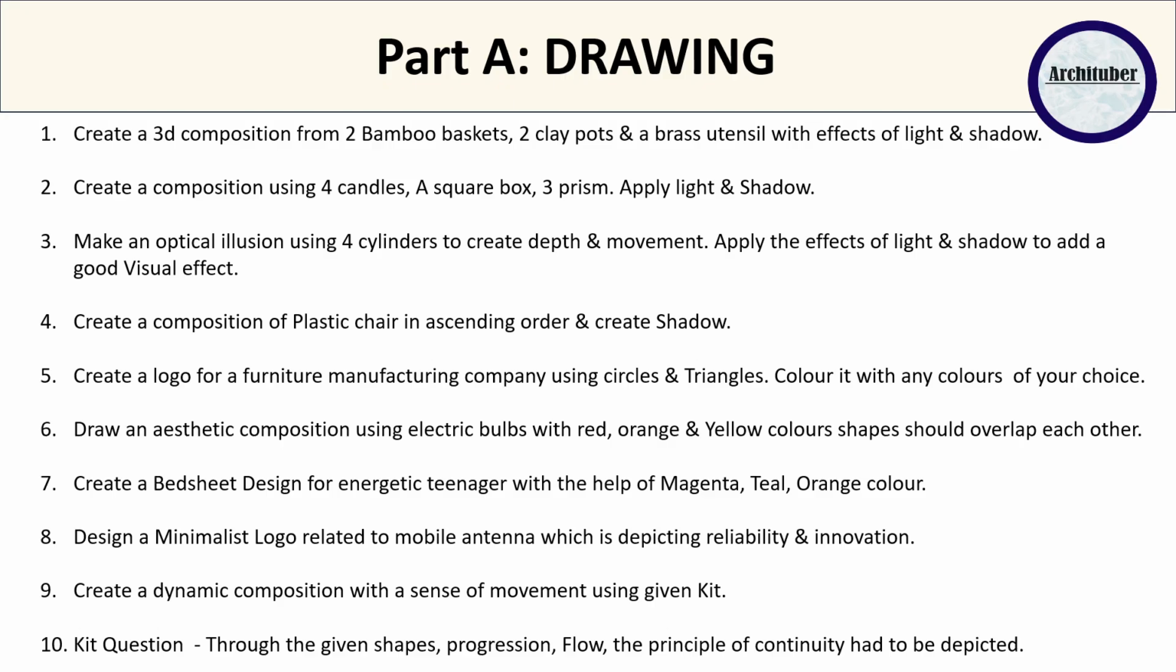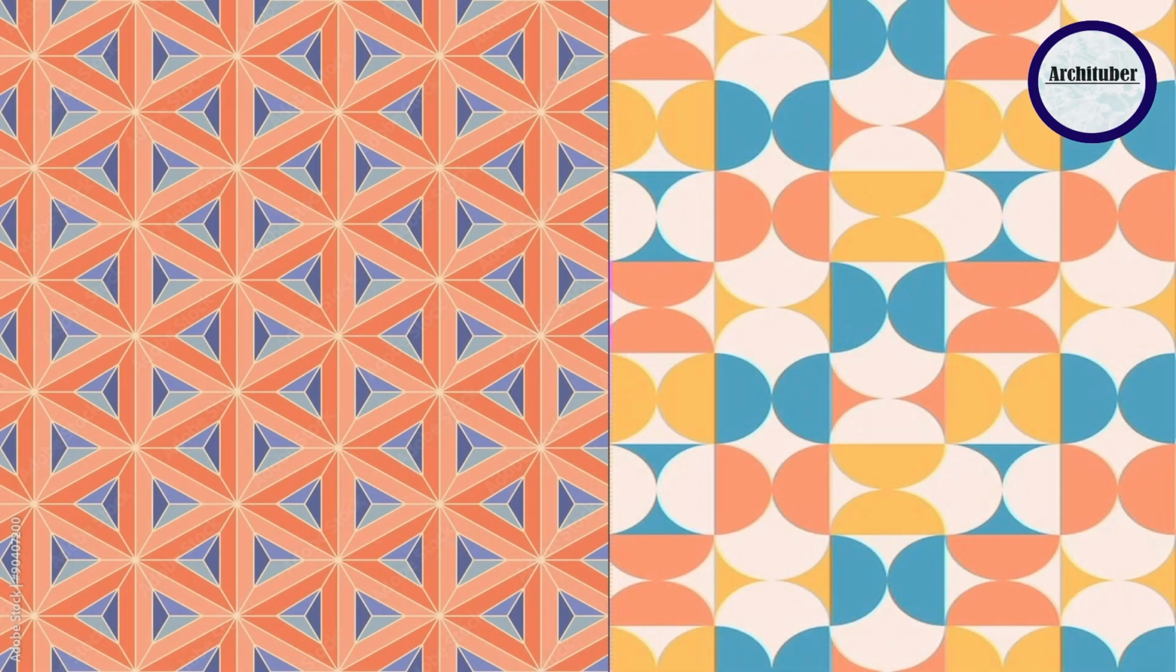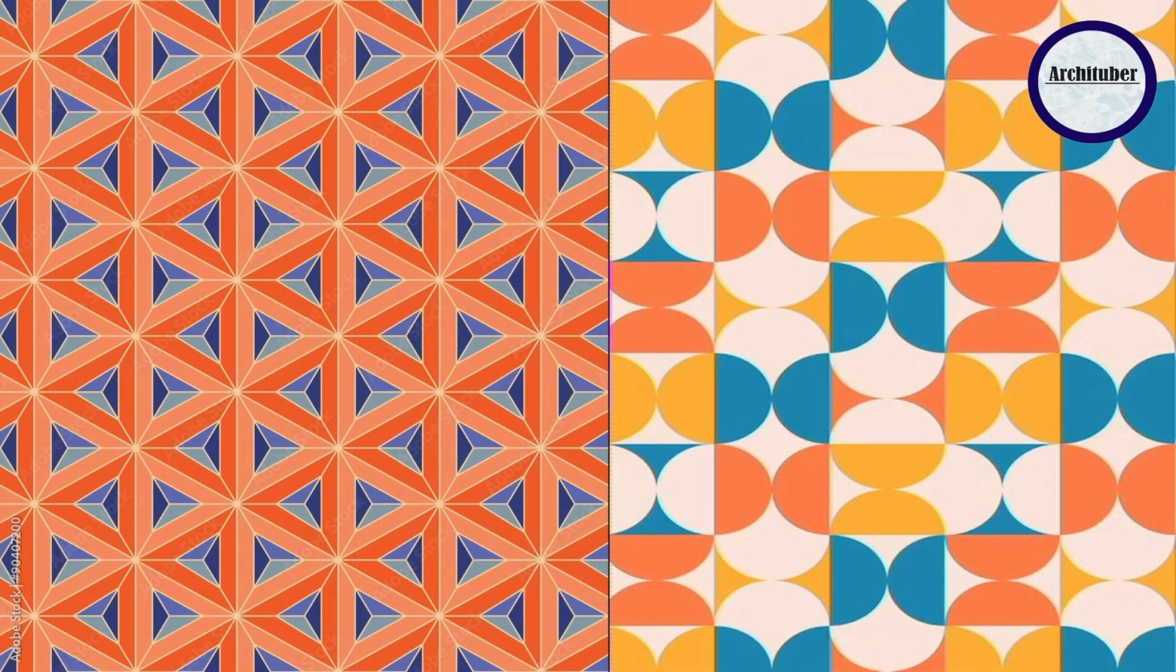So now let us talk about the bedsheet design for an energetic kid using magenta, teal and orange colors. For such questions, you need to apply principles of design, like harmony, rhythm, balance, repetition, emphasis and unity in design. Use different textures with different colors throughout. As you see these 2 pictures over here, how beautifully the pattern has been created and repeated. It has a design unity in it, right? So you have to design accordingly.